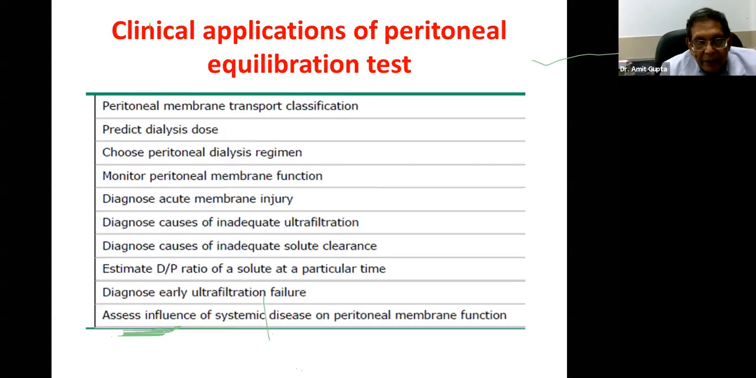Excellent. So again, you can look at your peritoneal equilibration test, because this will help you try to find out what the causes are. It helps you look at, of course, as I said, the membrane transport classification. It predicts the dialysis dose. It can help you choose the type of regimen that you'd offer for your patient. You can monitor the peritoneal membrane function. You can diagnose any acute membrane injury. It can diagnose causes of inadequate ultrafiltration and causes of inadequate solute clearance. And it estimates the D by P ratio of a solute at a particular time. It helps you in diagnosing early ultrafiltration failure. And it assesses the influence of systemic disease on the peritoneal membrane function.